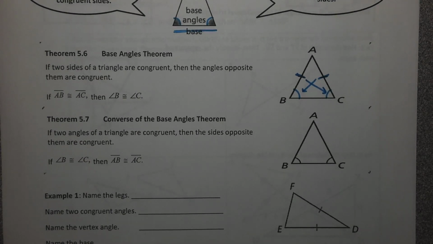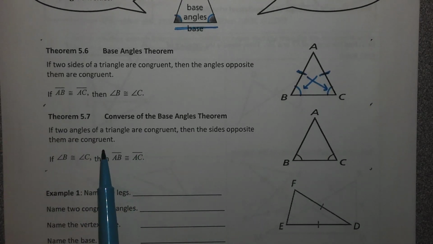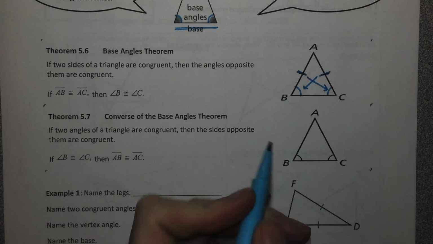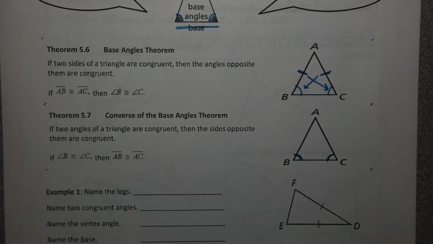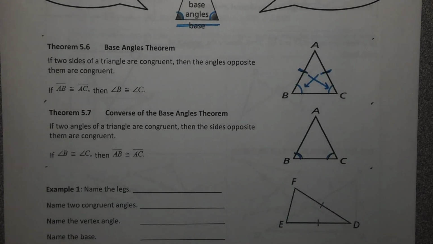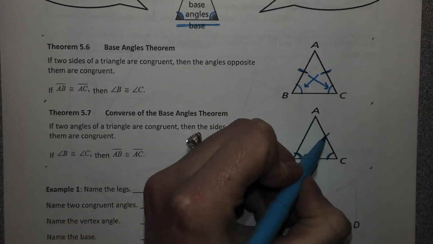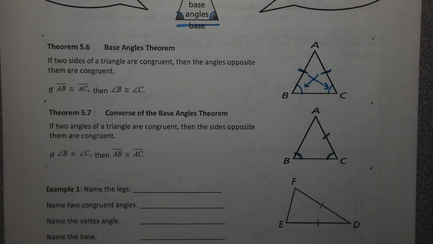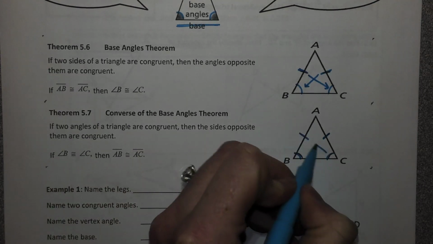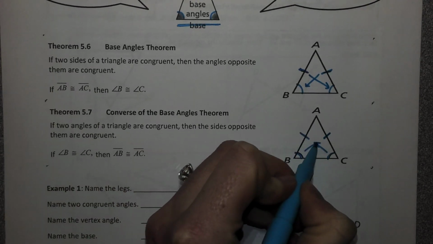Okay? The converse to that, what did converse mean again? Opposite. We flip the if and the then. So now we're saying if we know 2 angles of a triangle are congruent, then the sides opposite them are congruent. So which 2 sides are congruent if we know these 2 angles? We need 2 letters to name a side. CA and BA. The 2 sides opposite those angles.